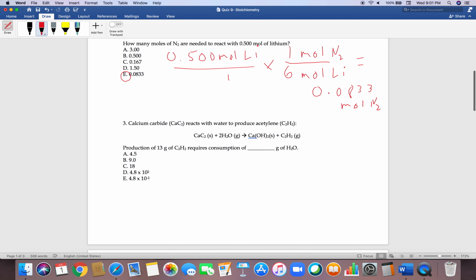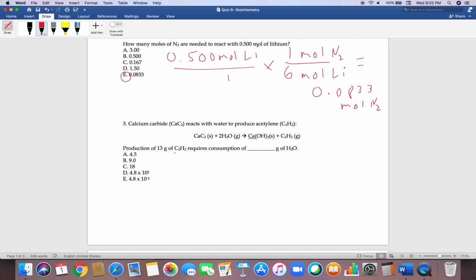Number 3 says that calcium carbide reacts with water to produce acetylene. This is a common reaction you would see. It's actually the reaction that was used in mines to produce light in little canisters. I would probably do a demonstration of this if we were in person, but it's a cool demonstration. But anyway, calcium carbide reacts with water to produce acetylene gas. Production of 13 grams of acetylene gas requires consumption of how many grams of water?